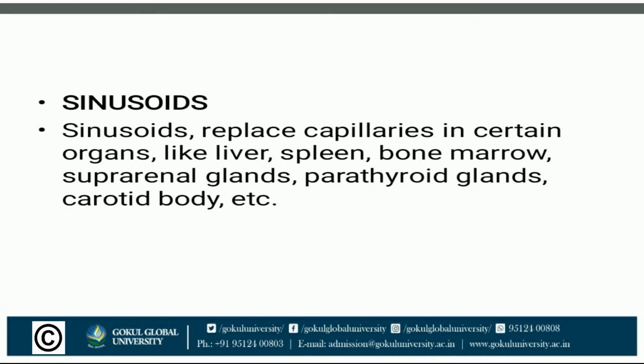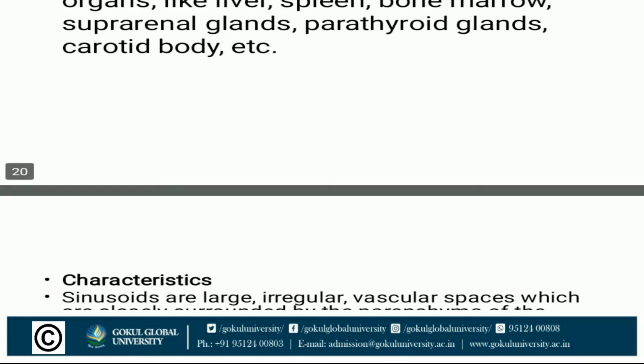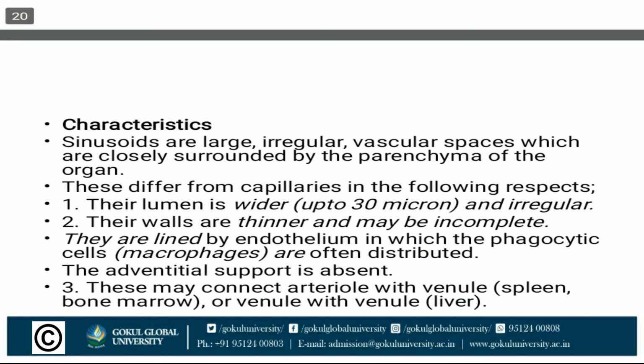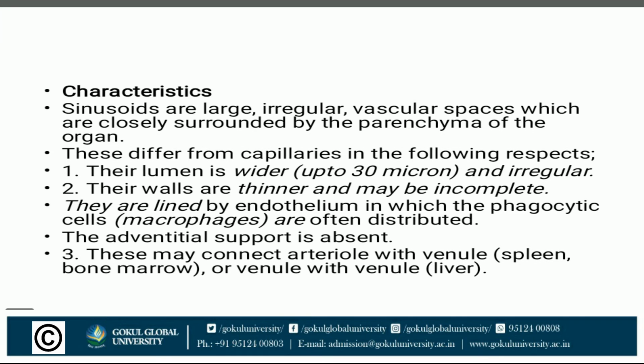Now, what are sinusoids? Sinusoids replace capillaries in certain organs like the liver, spleen, bone marrow, suprarenal gland, parathyroid gland, carotid body, etc. Okay, its characteristics. Sinusoids are large irregular vascular spaces closely surrounded by the parenchyma of the organ.